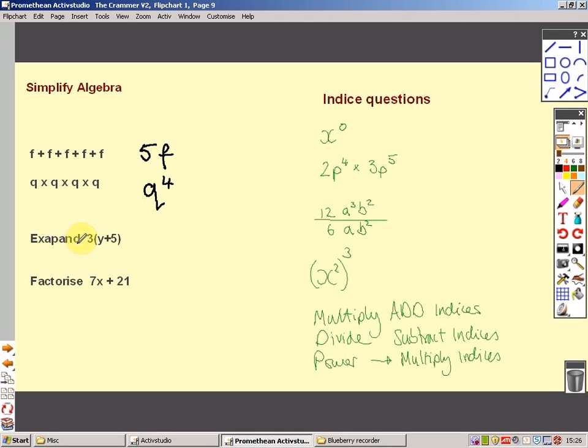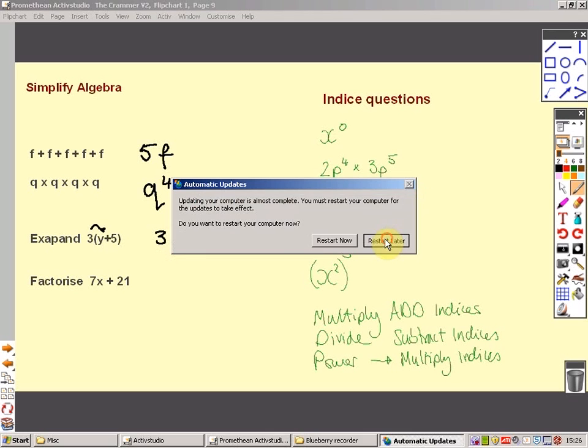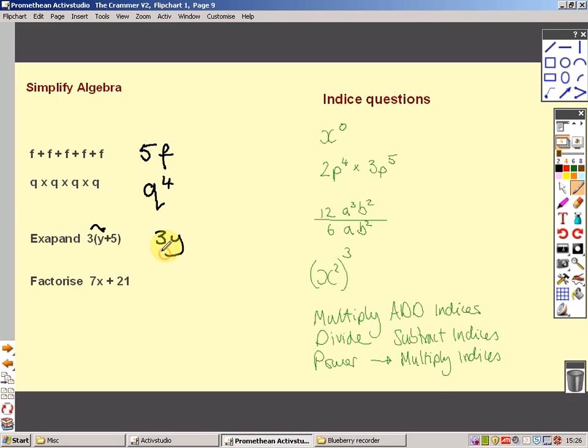Next bit, expand 3 brackets y plus 5. That's going to be 3 times your y is 3y, 3 times 5 is 15. 3y plus 15.